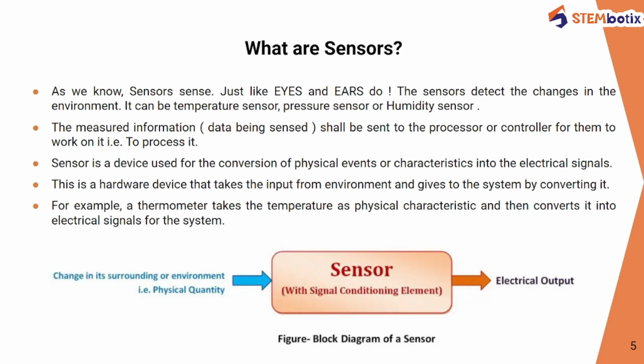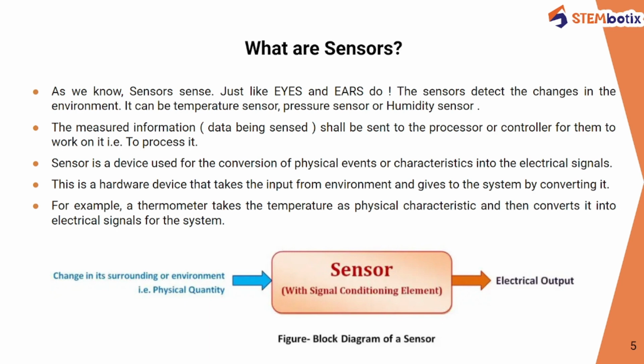Sensors sense just like eyes and ears do. Sensors detect the change in the environment. It can be a temperature sensor, pressure sensor, or humidity sensor. Whatever change there is in the environment is going to be sensed by a particular sensor. Sensors are made with different kinds of sensing elements. In order to sense temperature in the surrounding environment, you can use temperature sensors.